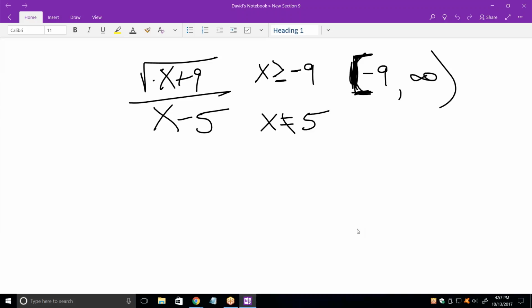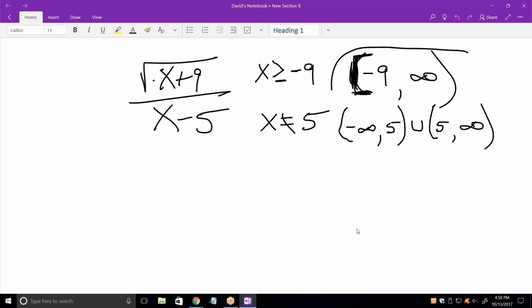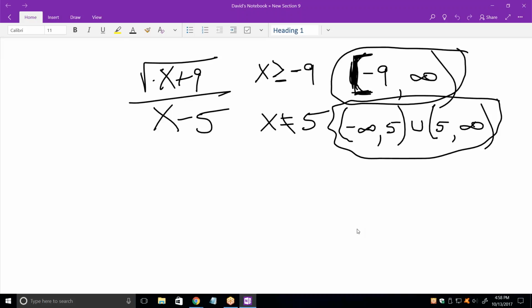All I've done here is list the interval notation of both the numerator and the denominator separately, in union with 5 to infinity. This one is the domain of the numerator. This one is the domain of the denominator. So the goal is to write all of that as one interval notation.